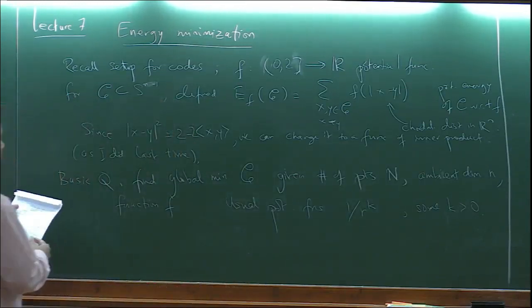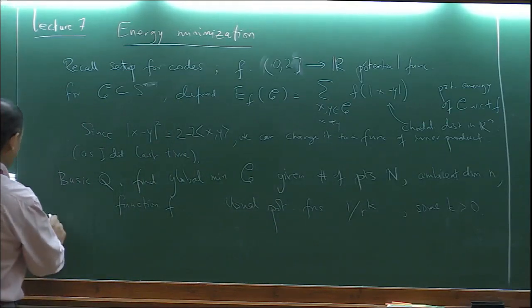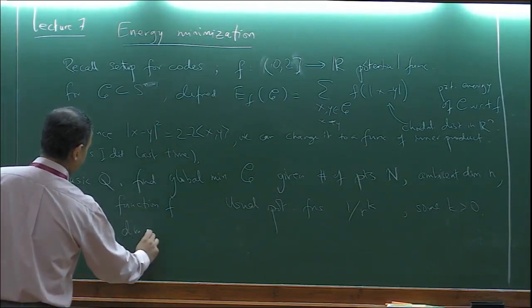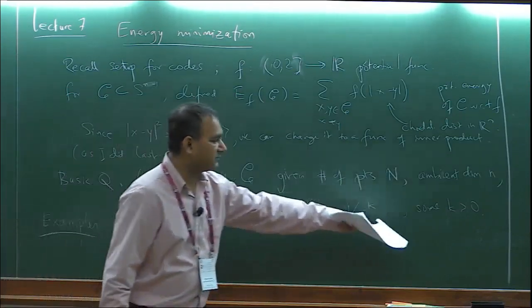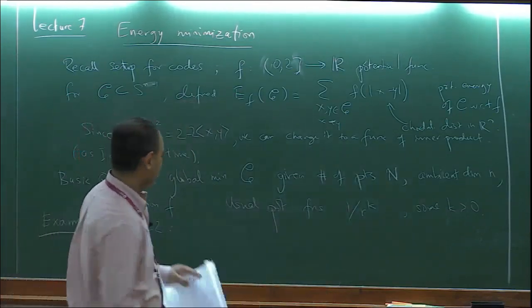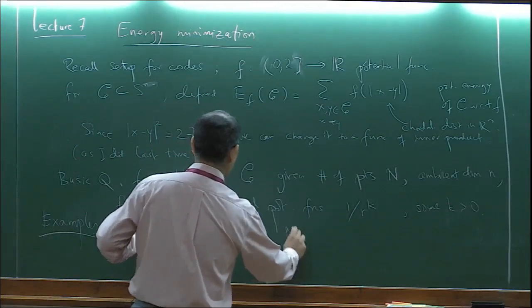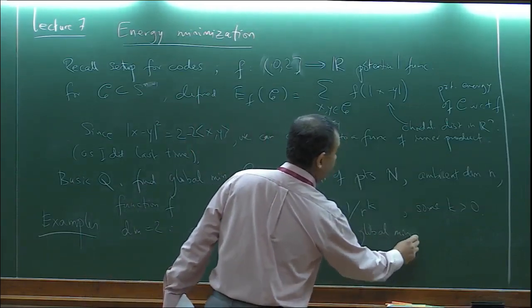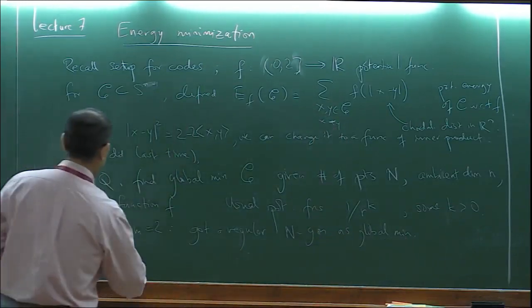Okay, so example. The best way to see what's going on when you try to solve this problem is to see some examples. So what happens for dimension equals 2? Whatever number of points you put, for normal potential functions, you always get a regular n-gon as the global minimum. You get the n vertices of a regular n-gon, minimizing the potential energy on the circle.